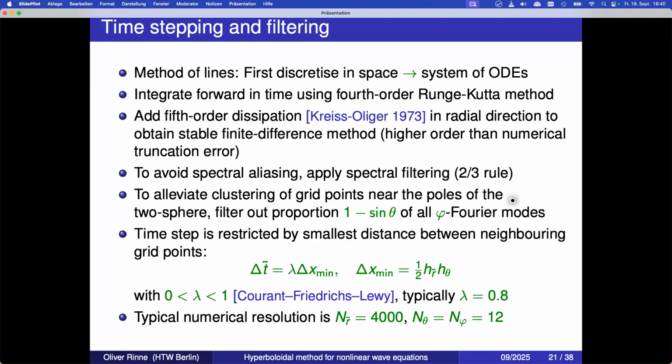And so what can we do about this? Something which is, for instance, suggested in the book by Boyd is that you filter out a proportion of the phi Fourier modes which depends on theta. So the closer you come to the pole, or the poles of the sphere, the more phi Fourier modes you remove, starting, of course, at the top, at the highest Fourier modes with respect to phi.